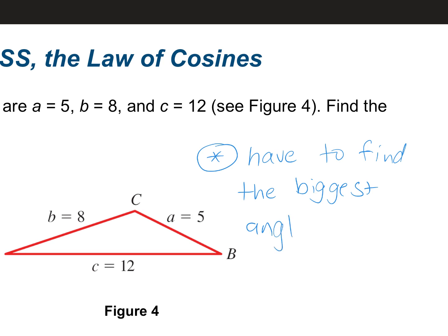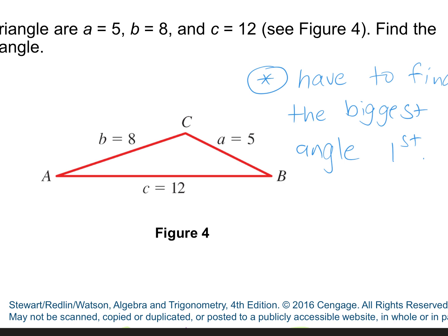If you don't, you'll come out with answers, but they won't mathematically make sense. You have to find the biggest angle first. Now you're looking at this, and you can't go based on the picture, because pictures are not always drawn to scale. How do you know what the biggest angle is? The longest side. Across from the longest side, perfect. So what angle are we finding first?